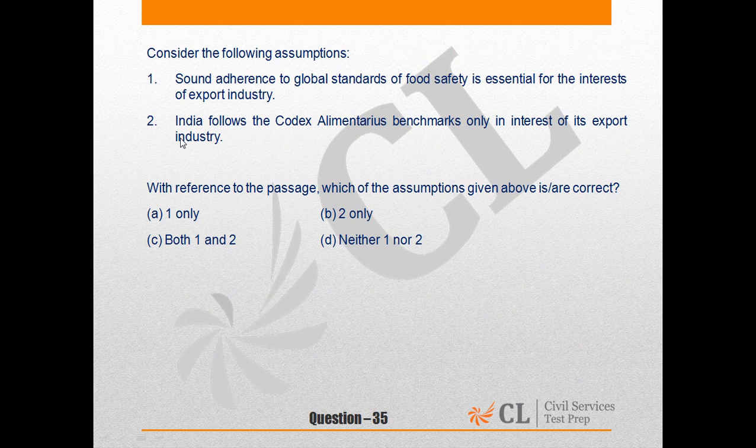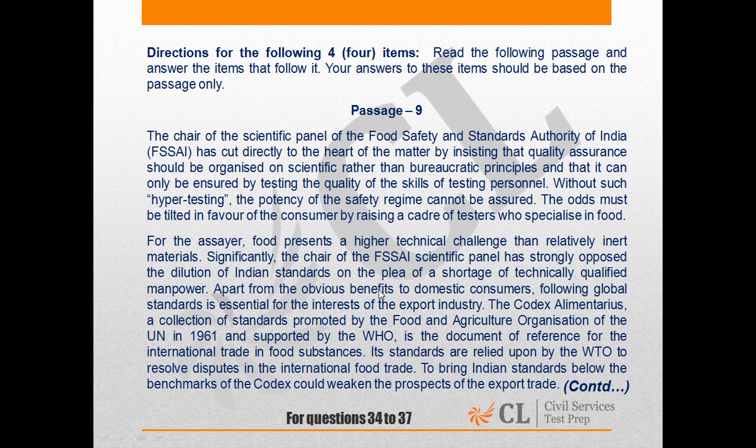Assumption 2 says India follows the Codex Alimentarius benchmarks only in interest of its export industry. Now if we negate it and we say that India has other reasons to follow the benchmarks, then let's see what happens to the related statement. The related statement is the third sentence of the second paragraph, which says, apart from the obvious benefits to domestic consumers, following global standards is essential for the interests of the export industry.